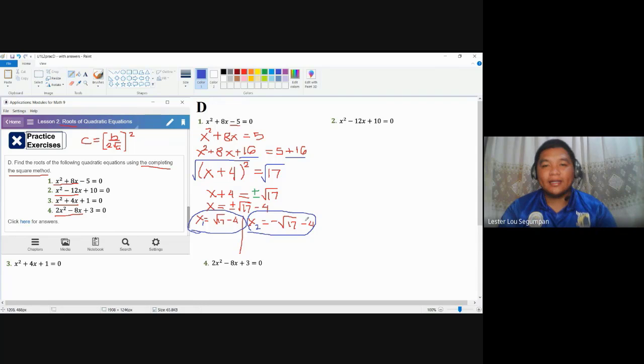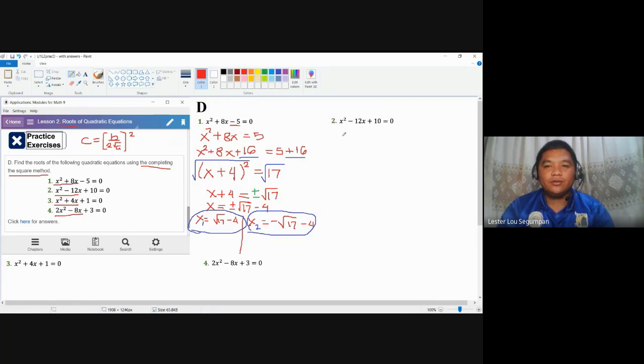If it cannot be factored, we expect that our roots will contain radical expressions. Okay? Checking for that, I will be leaving that to you so that you could practice also checking. Let us proceed to number two.